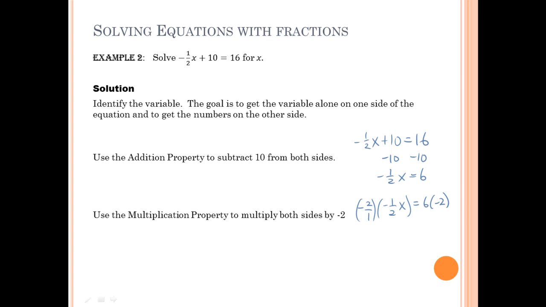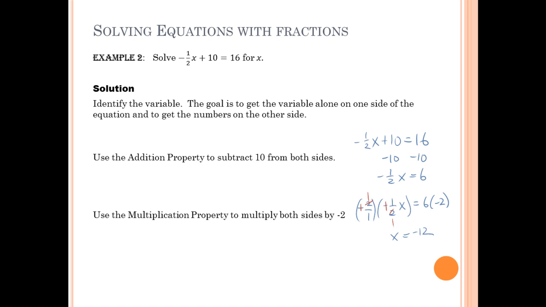Remember, to find the reciprocal of a fraction, we simply flip the fraction. So on the left side, negative 2 over 1 times negative 1/2 is 1. So we have 1x, which is simply x. On the right side, we have 6 times negative 2, which is negative 12. So our answer is negative 12.